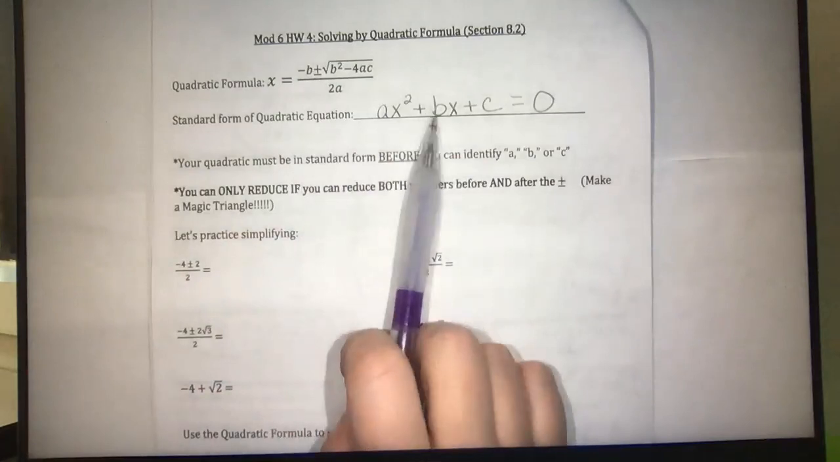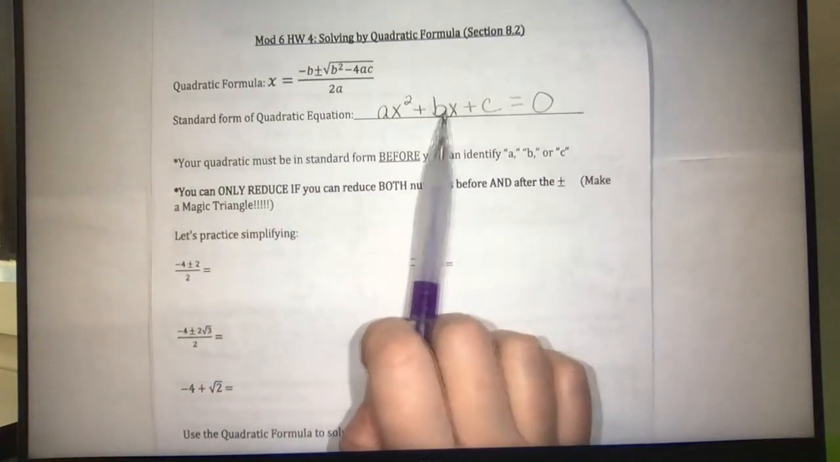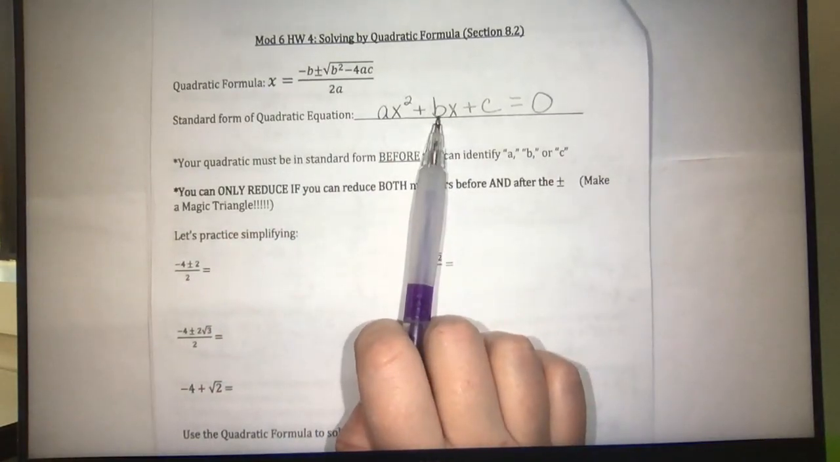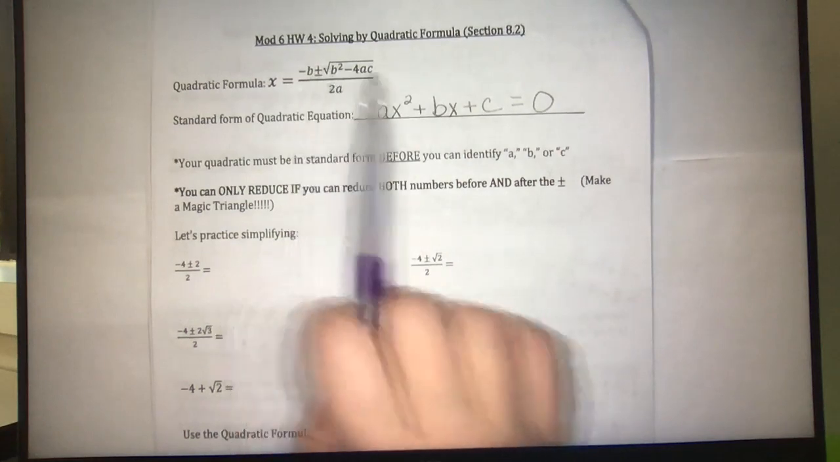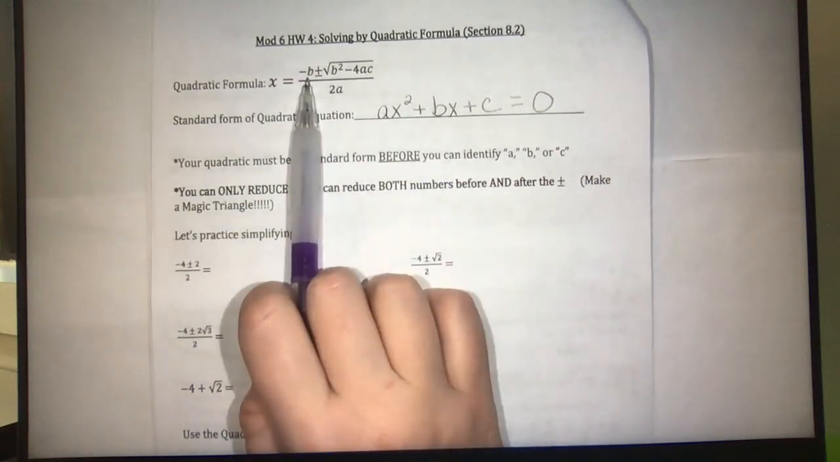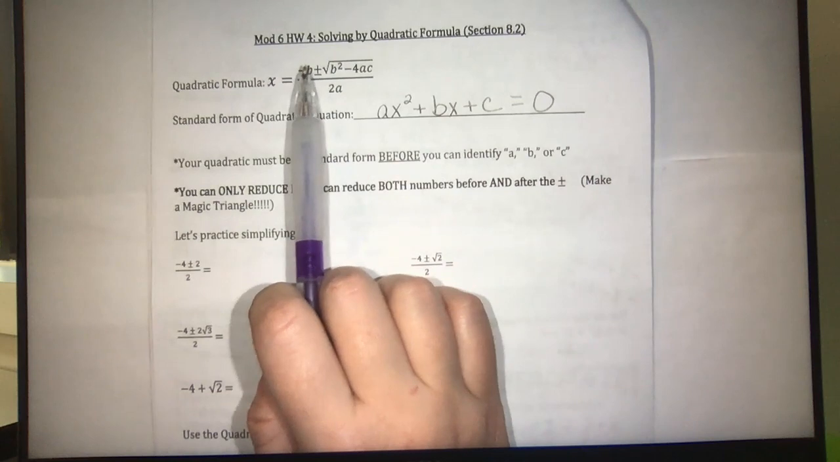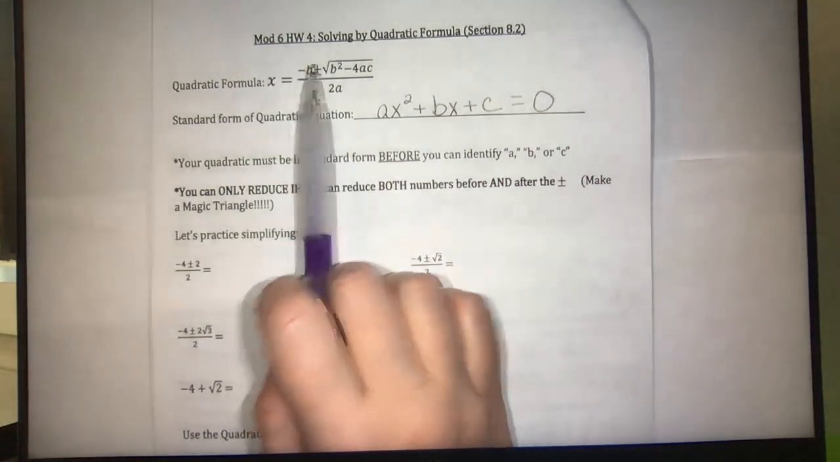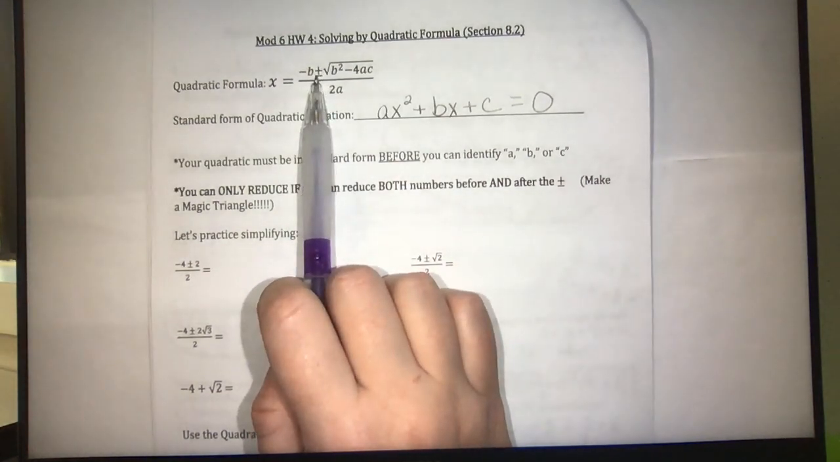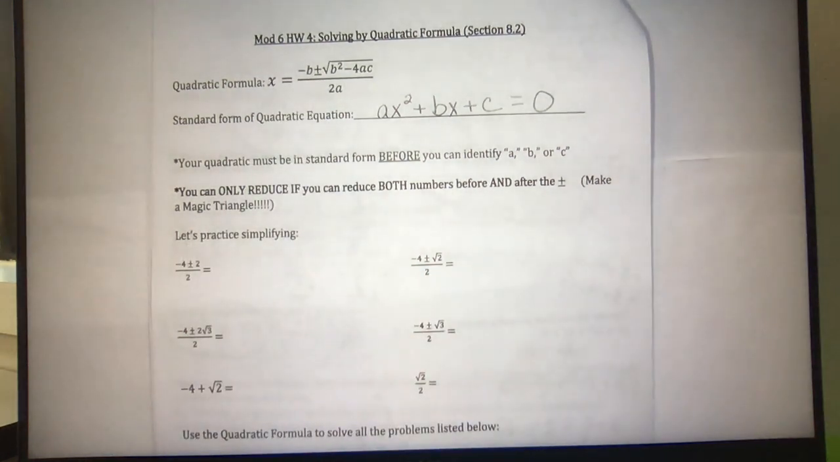So you're going to take the opposite of whatever this number is. If this number is negative, you're going to put in positive. If this number is positive, you're going to put in negative. It's the opposite of whatever B is. You got a plus or minus. Why do we have a plus or minus in something? Because you get two answers that way.